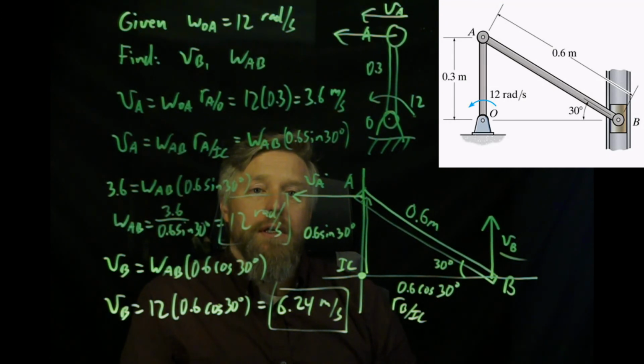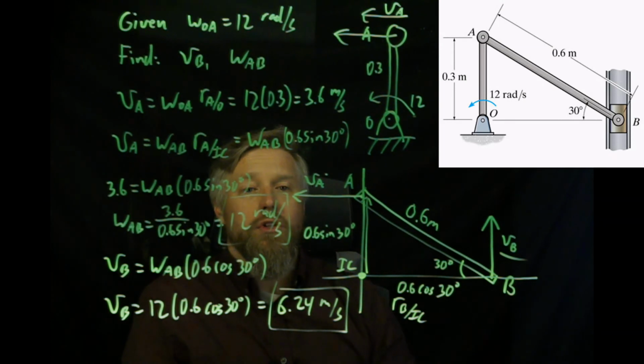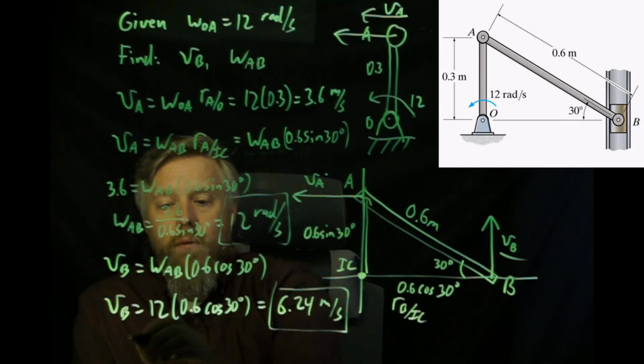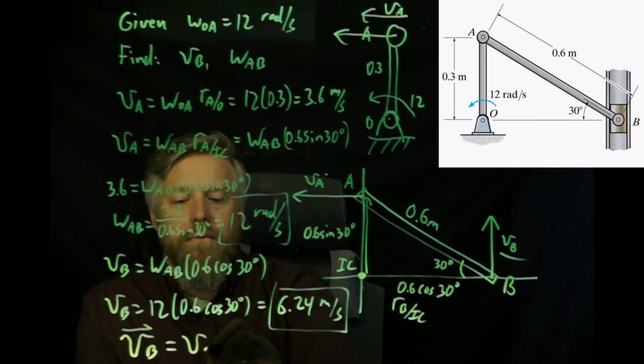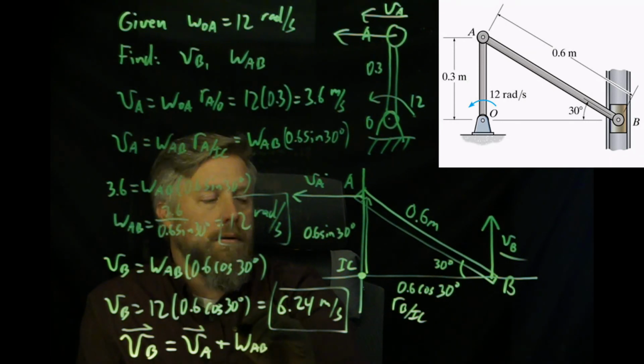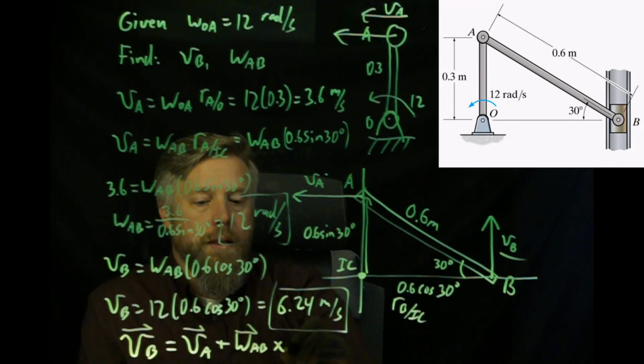Instantaneous center is really a shortcut for solving problems quickly using relative motion. Why is it easier? Because the instantaneous center has zero velocity. If you can find that point and choose that as the point that you're going to use to solve the problem, it makes your equations more simple. Let's take a look at what we're really doing here. We know the equation for velocity of B. This is our relative motion equation. It equals the velocity of A plus omega AB crossed with the position of B with respect to A.